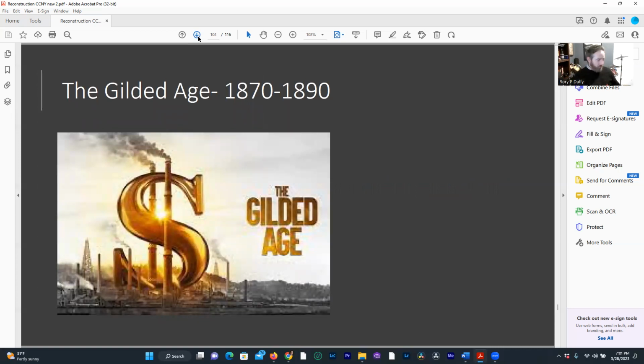The Gilded Age is where our focus will begin tomorrow, where industrialization, manufacturing, and immigration will be the center of that.